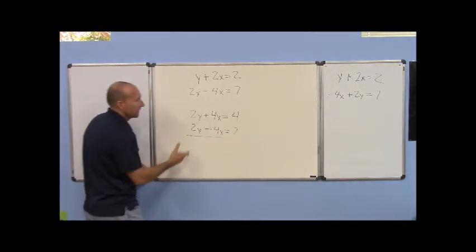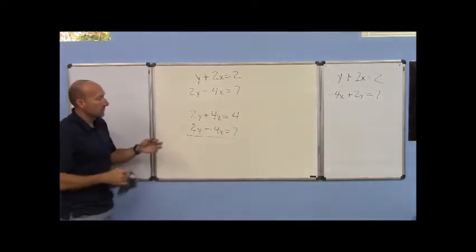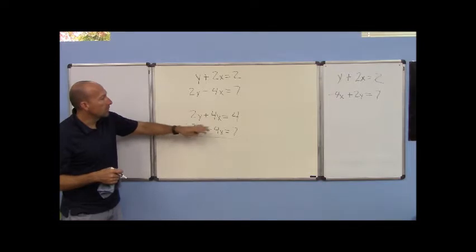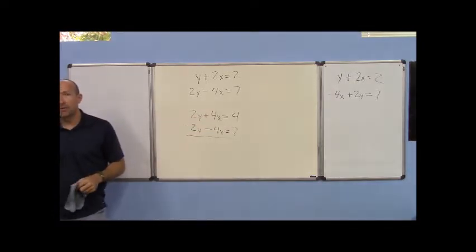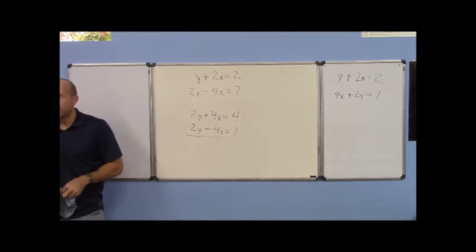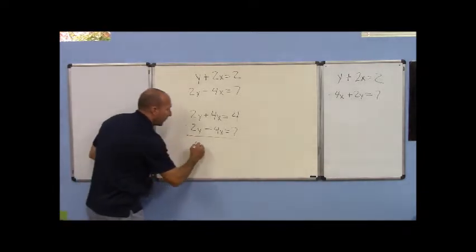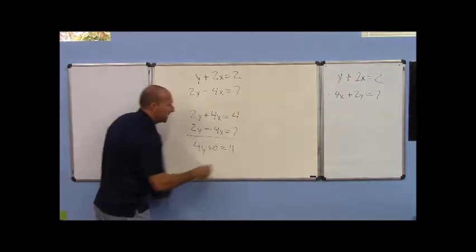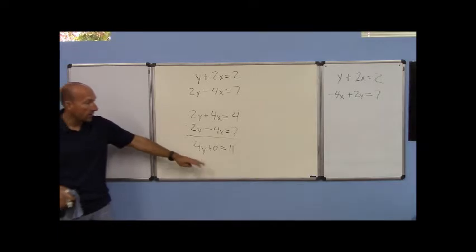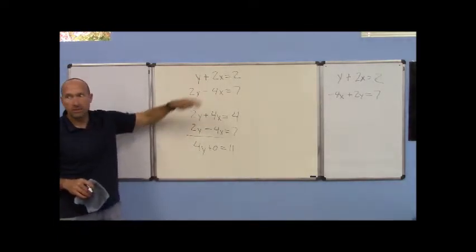Now we can actually get rid of our x's. Both of them are 4x's, but we have one positive, one negative. We are adding 4x and subtracting 4x. So here we have 4y plus 0 equals 11, and then we can go on from there. We now have y equals 11 over 4, and then we can plug it into either one of these.